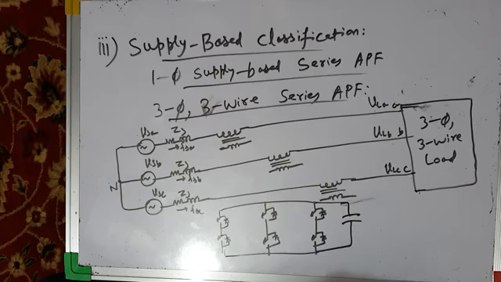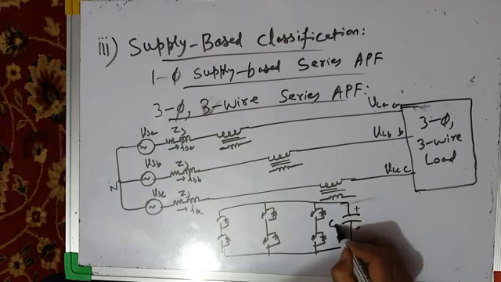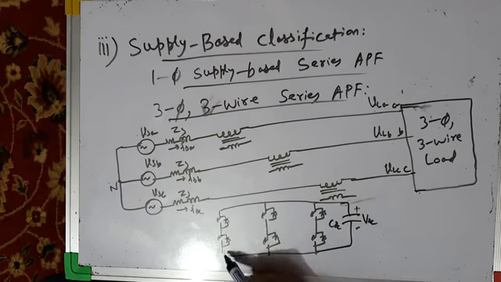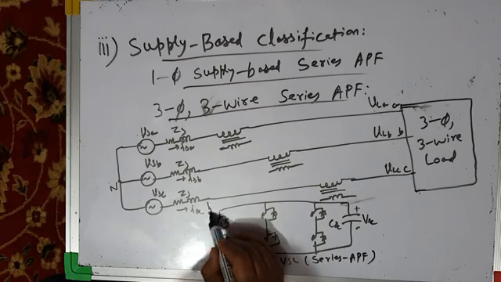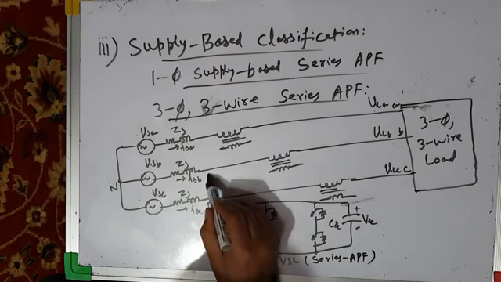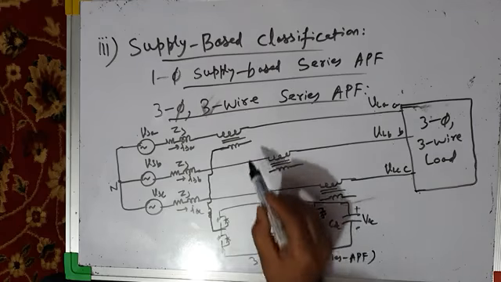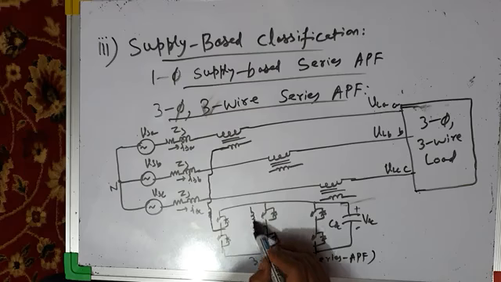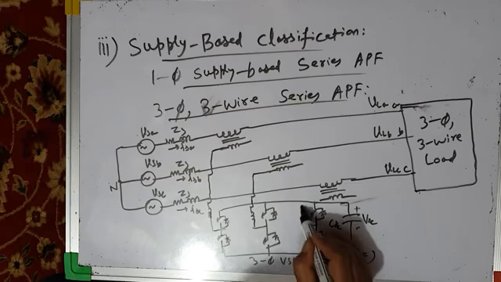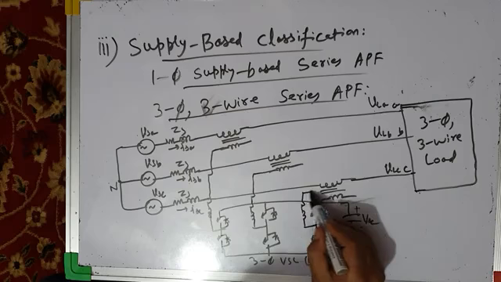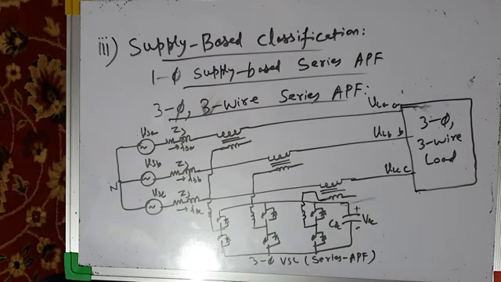This is DC bus capacitor, CDC with DC bus voltage as VDC, and this is three-phase voltage source converter for series active power filter, series APF, series active power filter. Now it injects the voltages like this. Similarly here, the injected voltage is this. Similarly here, third leg or third phase, third arm, it injects the voltage like this.